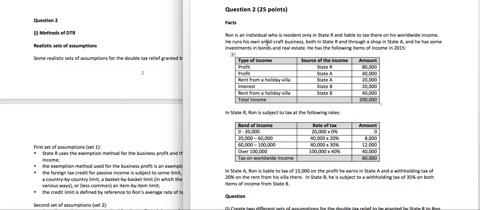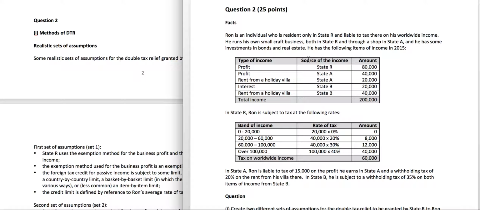So here is an example that I got from school and want to explain more thoroughly so I can listen to it later on. Basically, Ron is an individual who is a resident only in state R and is liable to tax there on his worldwide income. He runs his own small craft business both in state R and through a shop in state A. We'll go into where those profits are coming from later on down here. And he has some investments in bonds and real estate.